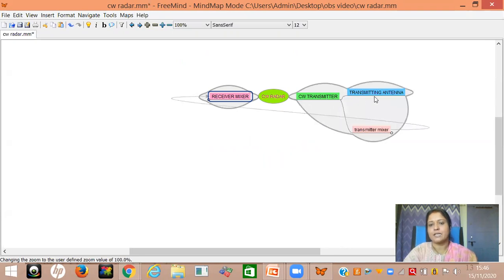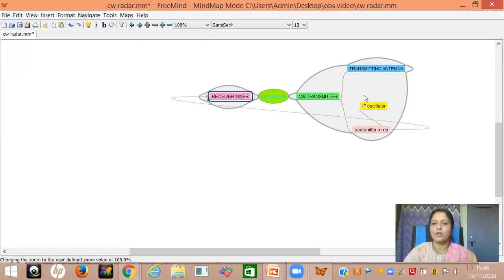Now this transmitter, or the oscillator which is generating the continuous waves, gives them to the transmitting antenna and those are radiated here. Now part of the transmitted signal is given to the transmitter mixer, where one more signal is added, that is the IF oscillator signal. In this particular mixer, the part of the transmitted signal and the IF oscillator signal are mixed, and this mixer is connected to the receiver mixer.